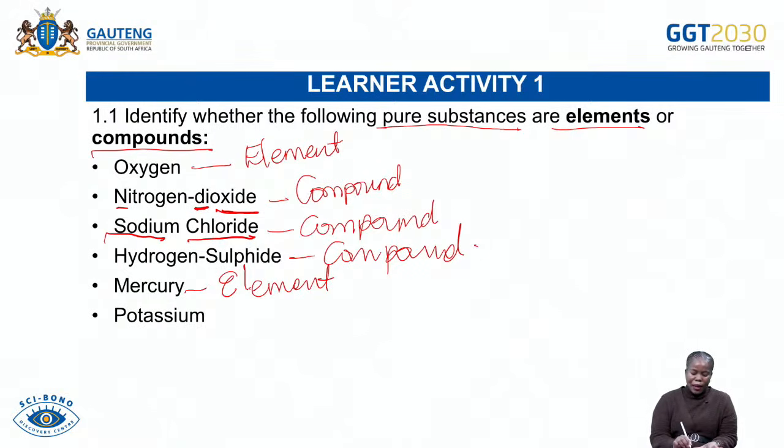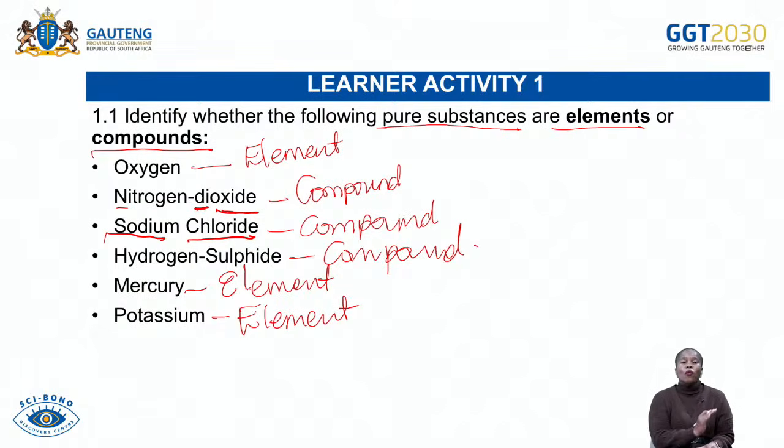Potassium again is an element. So what helps in this exercise? It is knowing the elements of the periodic table, and how they exist in their own form before they are able to be joined with another element. That helps as well, so that you can tell, oh, this one is an element and this one is a compound, because there is more than one of the element that is joined to it.